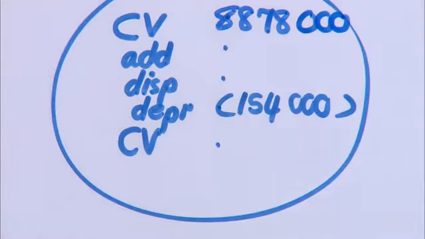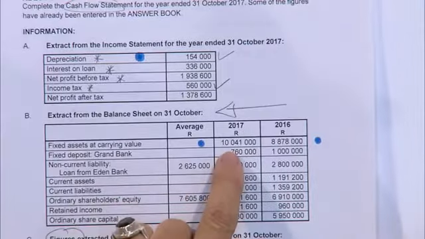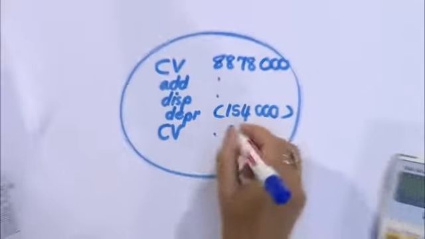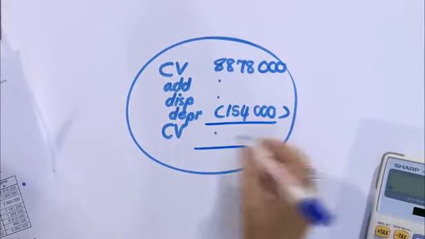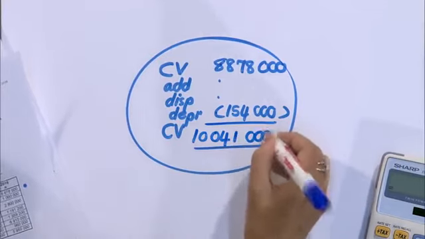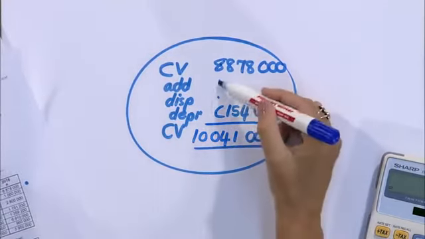8,878,000 rand. Let's go to the bottom: 10,041,000. But remember, it's an answer: 10,041,000 rand. I've only got two more that I must find.